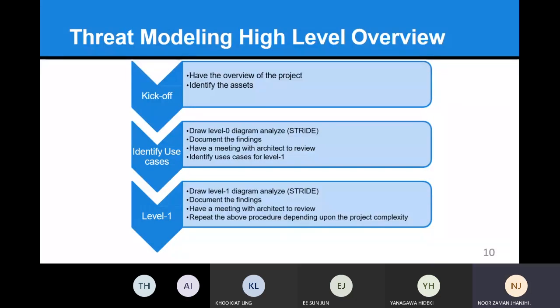Then you go for level 1, because now you are improving, you are going to level 1. So in level 1, draw the level 1 diagram, which is for this STRIDE. Always document your finding. This is a very basic principle. So you always have to pinpoint this. Have a meeting with the architect again to review and repeat the above procedure. You need to repeat it again, so that you are not missing anything.